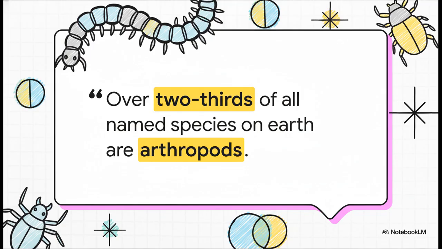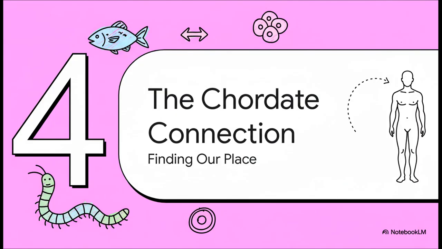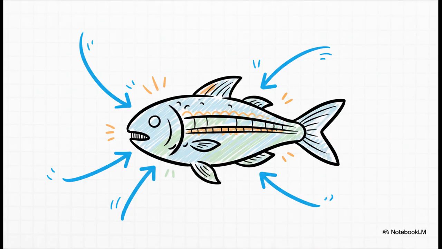Just wow. So, with all this talk about other animals, you might be wondering, where do we fit in? Well, we belong to the phylum Chordata, so let's zoom in on our own branch of the tree and see what makes us who we are. Every single chordate, at some point in its life, has these four things in common. A notochord, which is this flexible support rod. A nerve cord that runs along the back, not the stomach. Gill slits in the throat area. And a tail that goes past the anus. And yes, that means you had all four of these when you were an embryo.